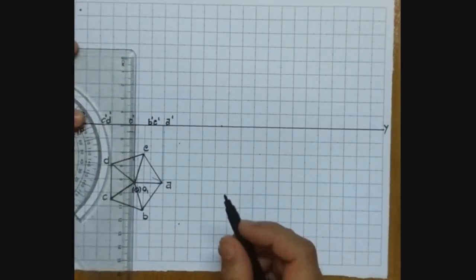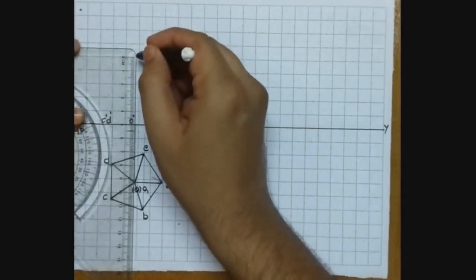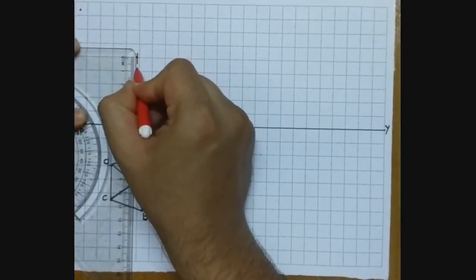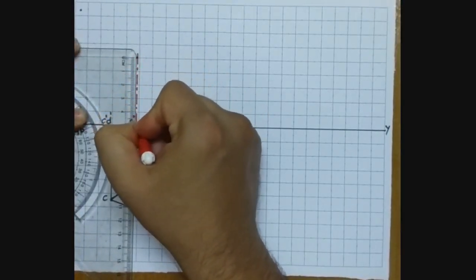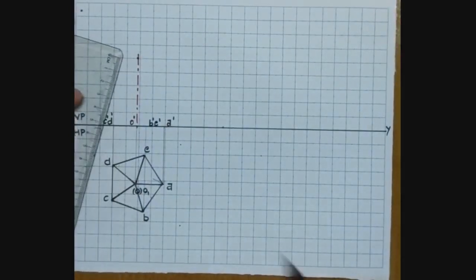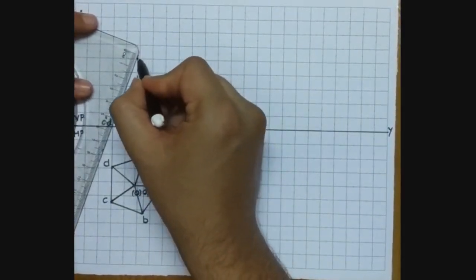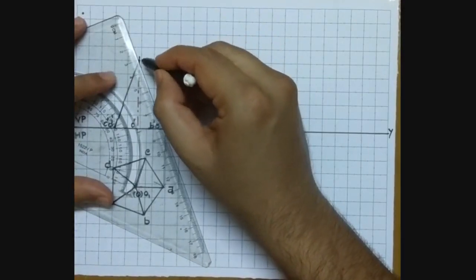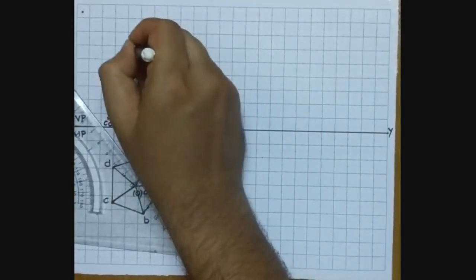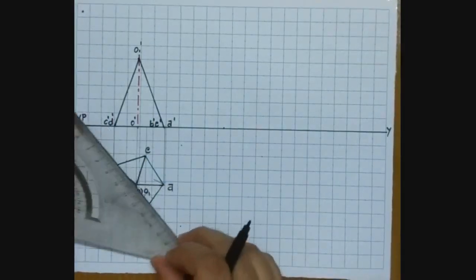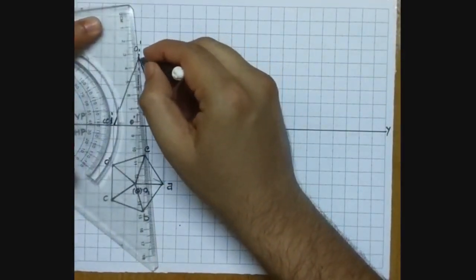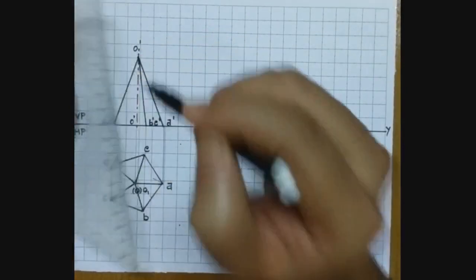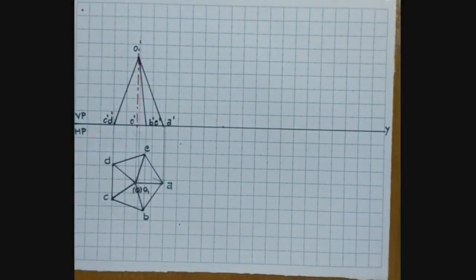Now the given axis length is 50 millimeter. I am going to mark that point, and I am going to draw the axis with a chain thin line. Now I am going to connect all the base corners with the apex. This is O1 dash. So this completes the front view and the top view of the given pyramid.